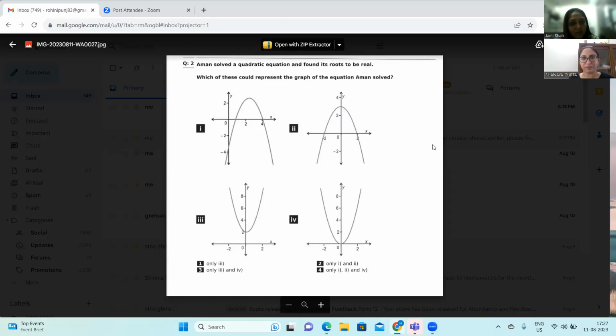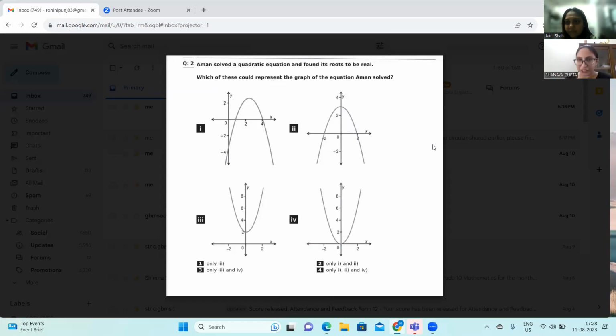So this is the question. Aman solved a quadratic equation and found its root to be real. Which of these could represent the graph of the equation Aman solved? So, ma'am, what is the purpose of this question? Basically, if someone knows the concept, if an equation is having a real root, then it will definitely cut the x-axis at some point. If an equation is having 2 real roots, then it is going to cut the x-axis at 2 points. If it is having 3 real roots, then 3 points. So here we have shown 4 parabolas, 4 graphs, and we have to decide which among them is representing the quadratic equation.